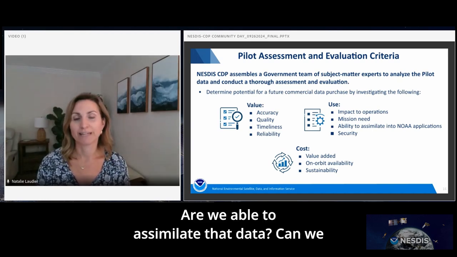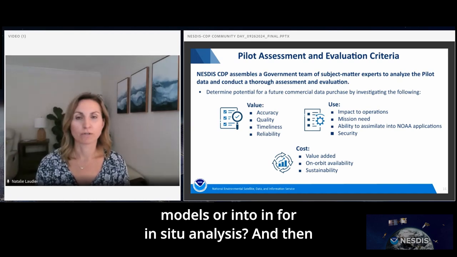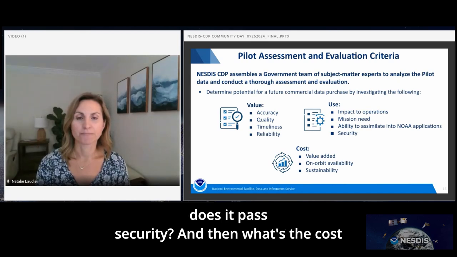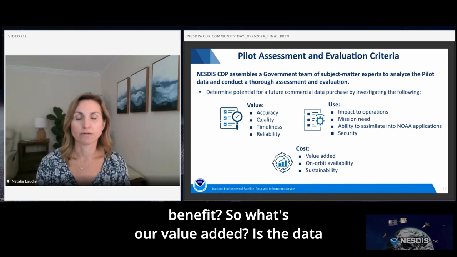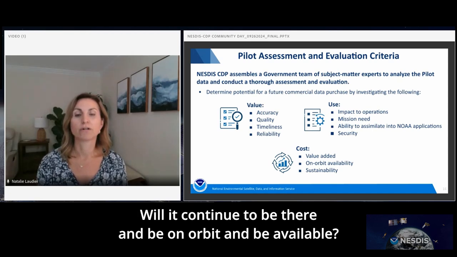Are we able to assimilate that data? Can we actually bring it in and assimilate it into the models or for in situ analysis? And then does it pass security? And then what's the cost benefit? So what's our value added? Is the data actually available on orbit? And is it sustainable? Will it continue to be there and be on orbit and be available?